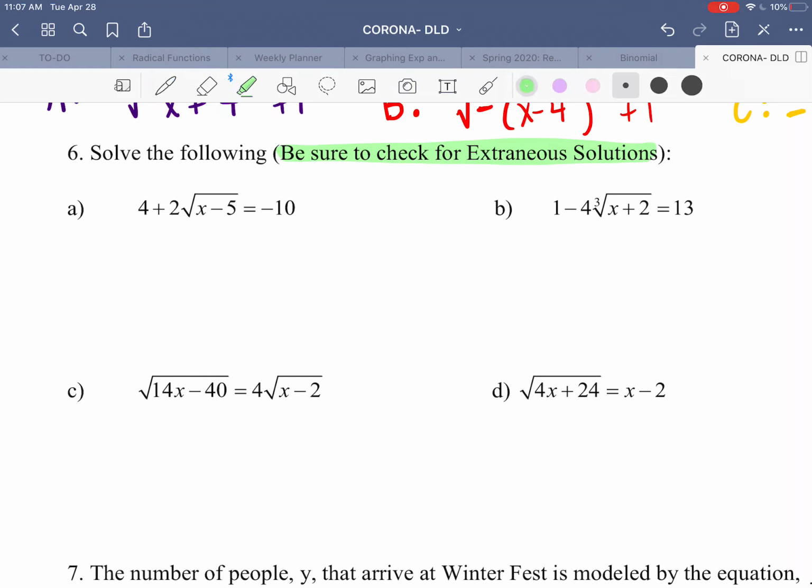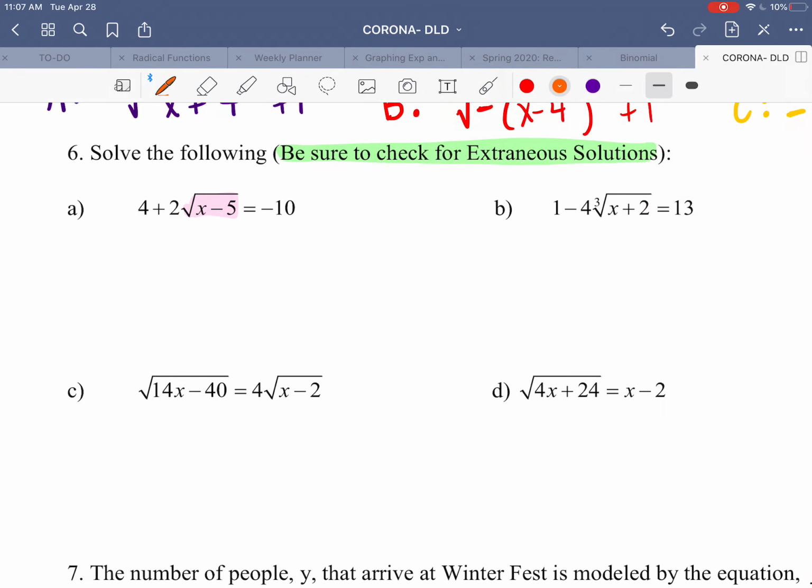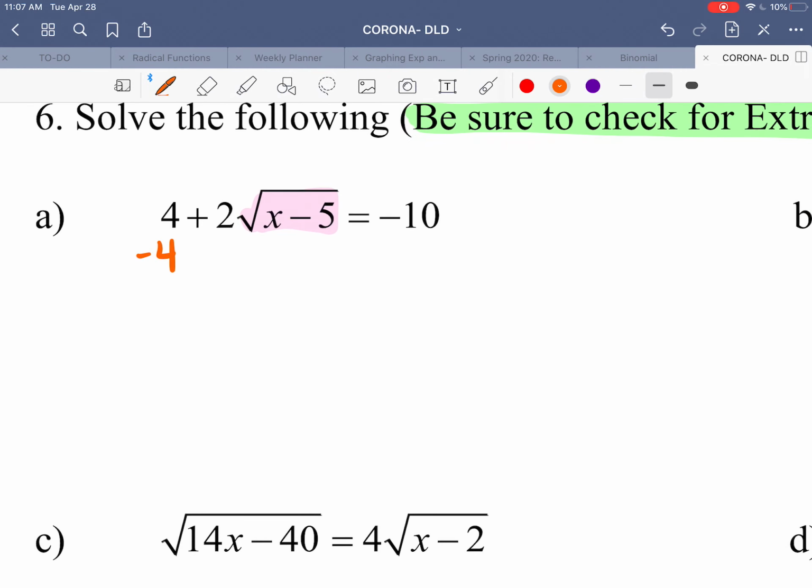Remember, to solve, we want to get the radical isolated, which means we want just the square root of x minus 5 by itself. But we have the 4 in front and we have the 2 in front. So we have to use reverse PEMDAS, reverse order of operations, to solve this. The first thing we're going to do is subtract the 4. So if I subtract 4, I'm going to have 2 square root x minus 5 equals negative 14.